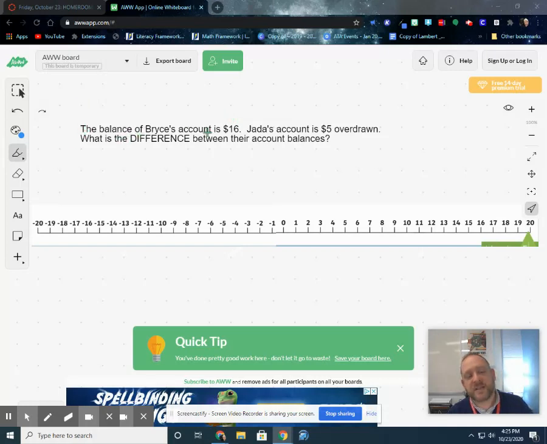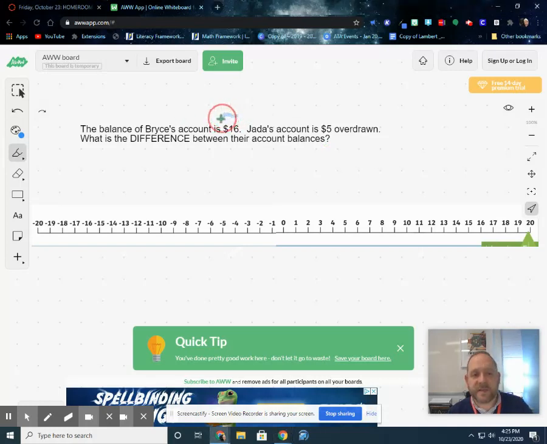So the balance of Bryce's account is $16. Jada's account is $5 overdrawn. What is the difference between their account balances? So of course, Bryce has $16 in his account, so I'm going to circle 16. And Jada's account is $5 overdrawn.